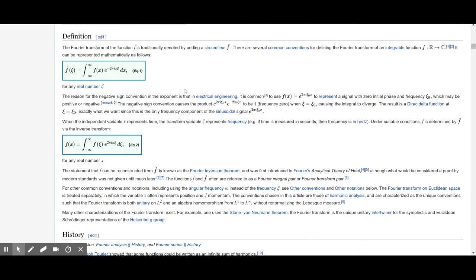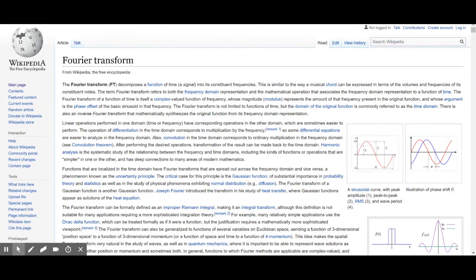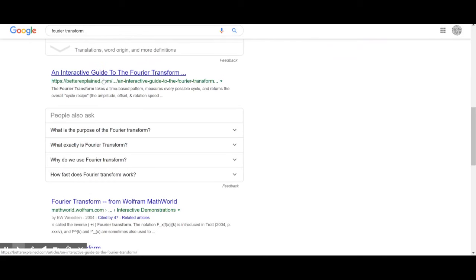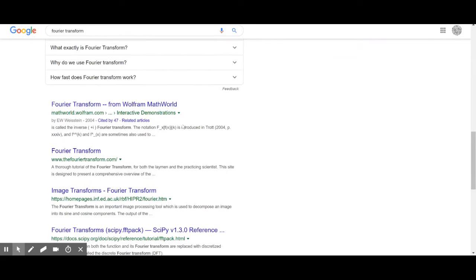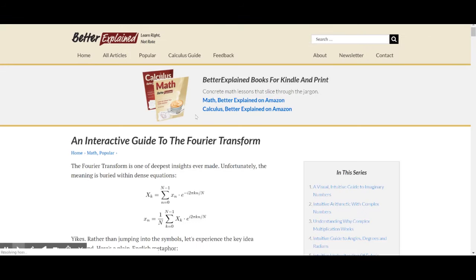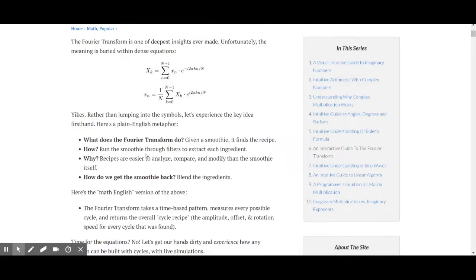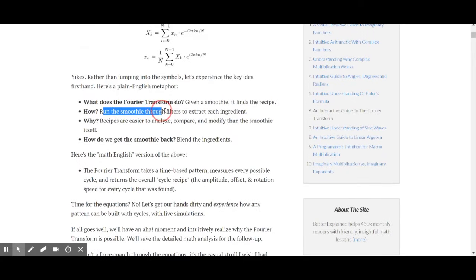That's a pretty long article. There was an interactive guide. I don't want to go a lot into what that classically is, but I think, given a smoothie, it finds the recipe. Okay. Yeah, I guess that's what it does. So if you've got a complex wave, or a wave of sound, it finds out what it's made up of. So what are the base frequencies that make up that one thing?